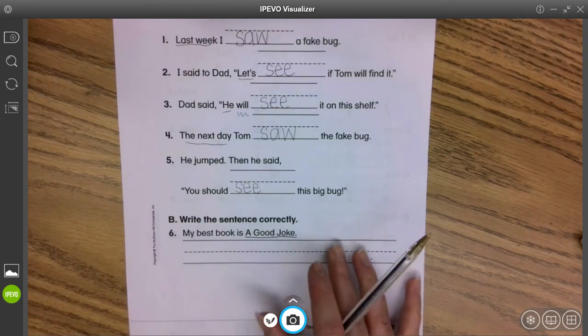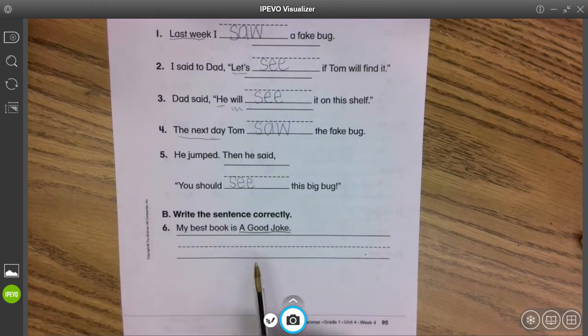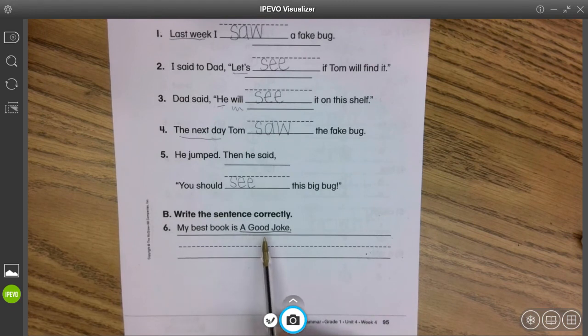Just write exactly what this sentence says. But when you get to the name of the book, a good joke, make sure you put a nice line underneath. This will help readers know that you are, in fact, talking about a book. Okay? Here we go. Happy learning.